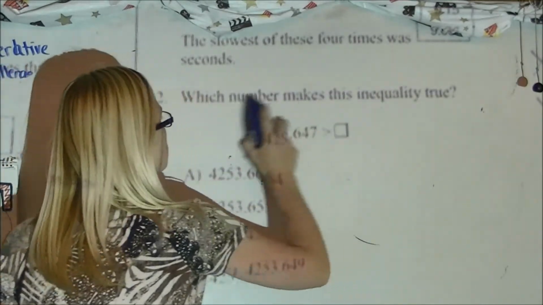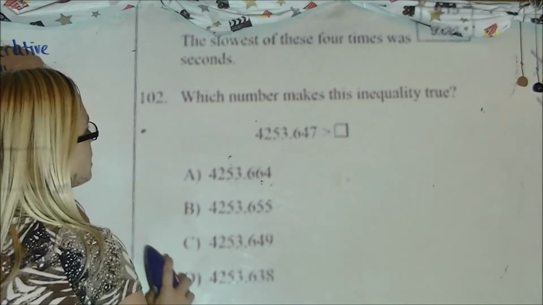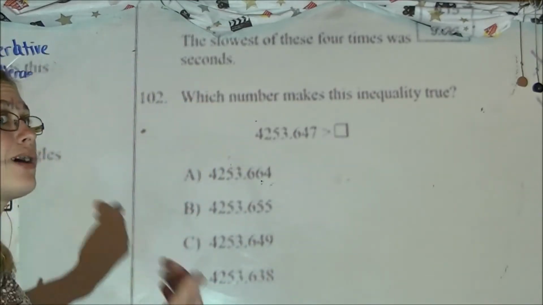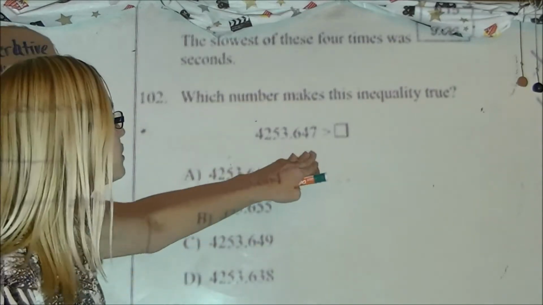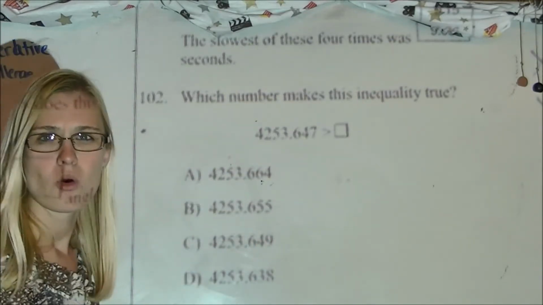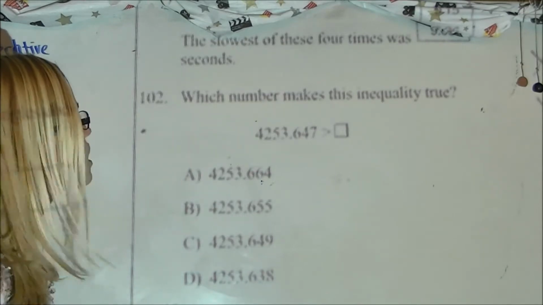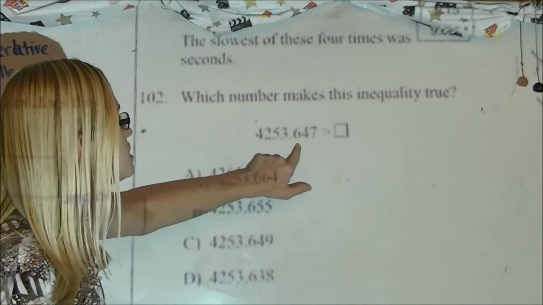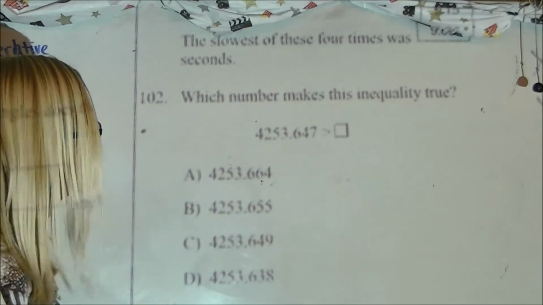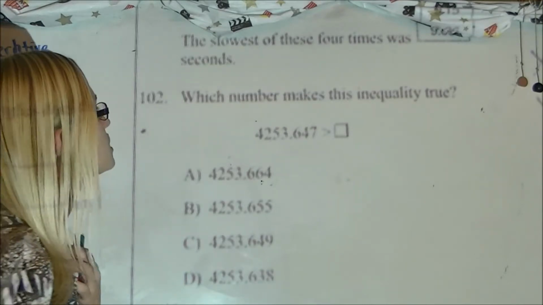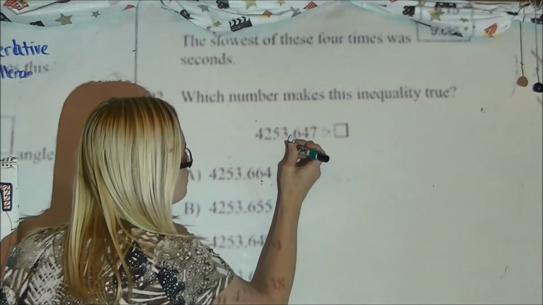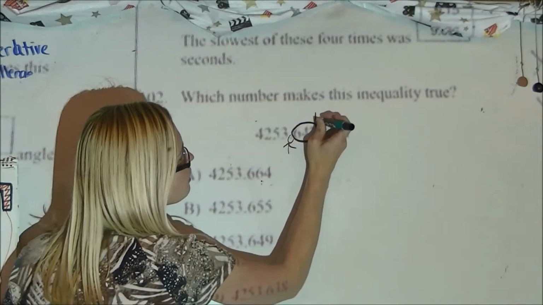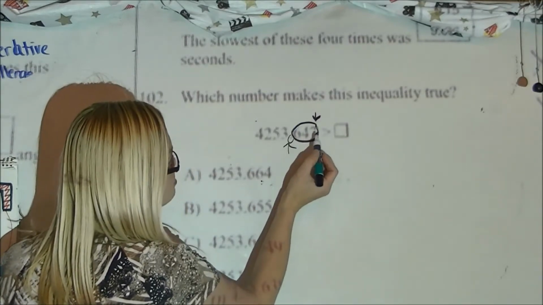Alright, so number 102 says, which number makes this inequality true? Equality means equal. Inequality, it's not equal, so there's no equal sign. When it's talking about inequalities, it's really just talking about a comparison. So this number is 4,253 and 647 thousandths. I just wanted to reinforce how to say that in number names, because we all get fooled when we get to the decimal, the decimal representing the word and. Read this whole number together and then the place value of the last digit, 647 thousandths.